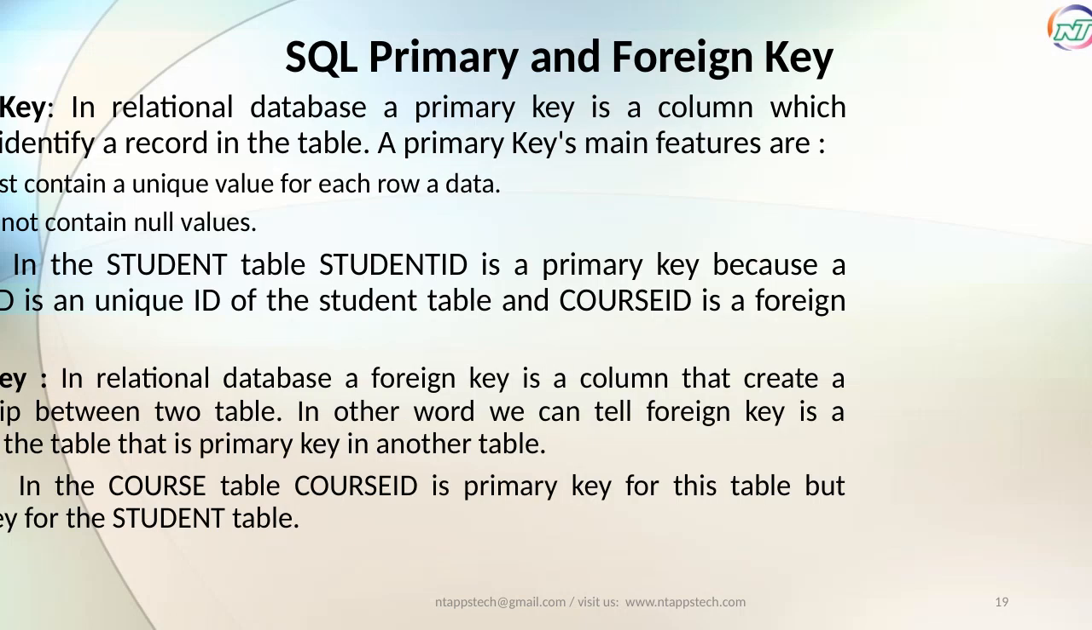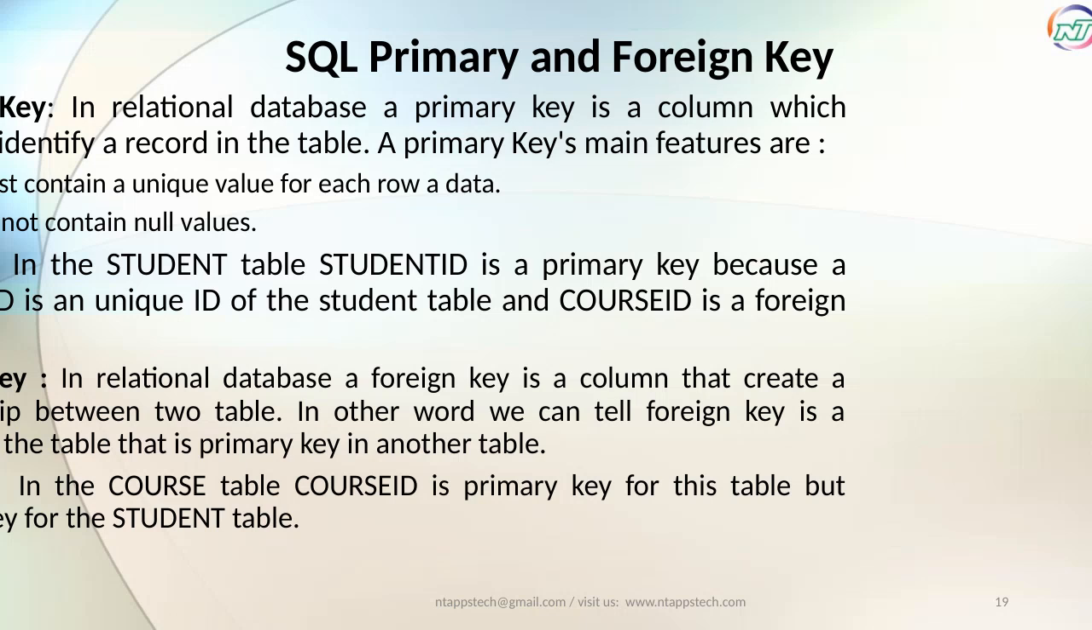A primary key in a relational database is a column that uniquely identifies each record in a table. This means every value in that column must be unique and cannot be null, ensuring that no 2 rows have the same primary key value. For example, in a student table, the student ID serves as the primary key because it uniquely identifies each student.